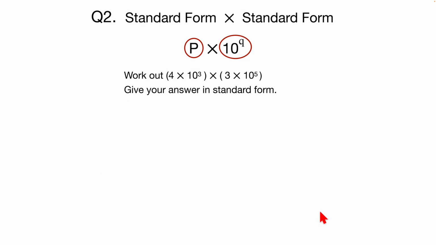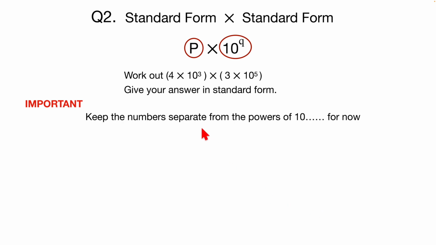Let's do a multiplication. This is the easy one. Multiplication is so much easier than division. It always is. The important thing is that you keep the numbers 4 and 3 separate from the powers of 10, at least for now. If these are P's and these are Q's, you've got to mind your P's and Q's. But you can see that coming. Right, here we are.